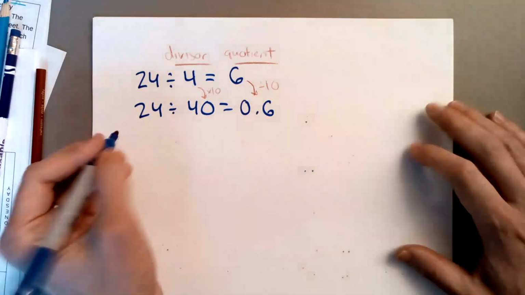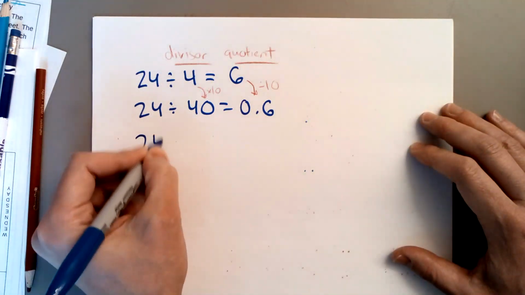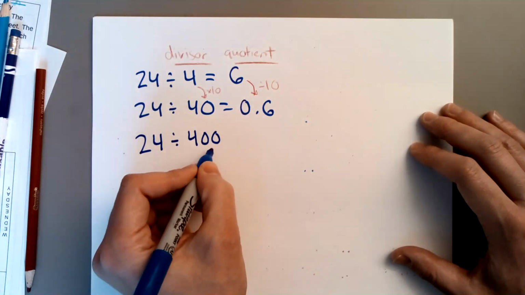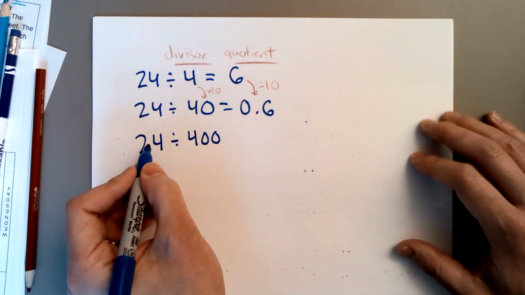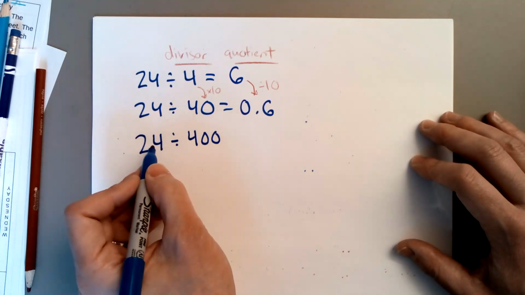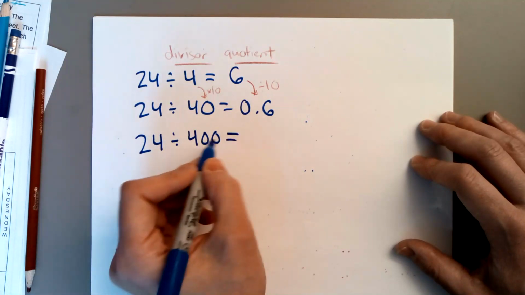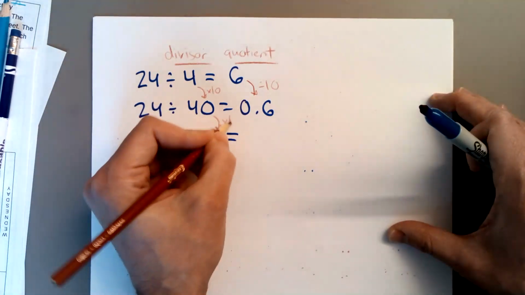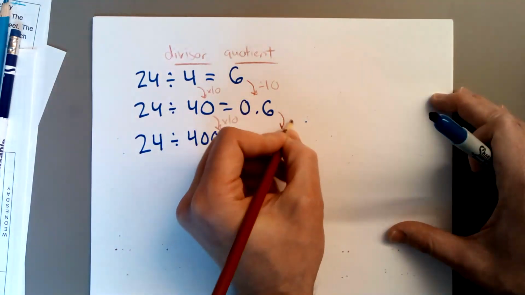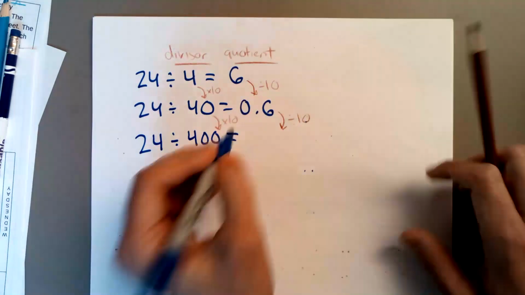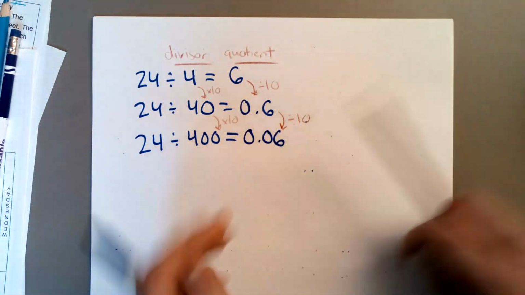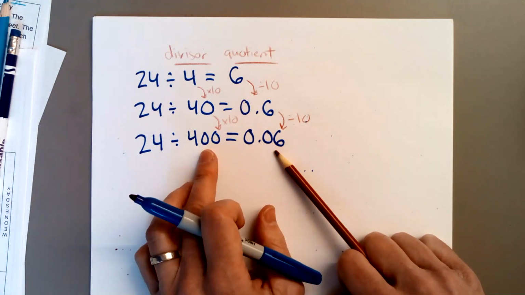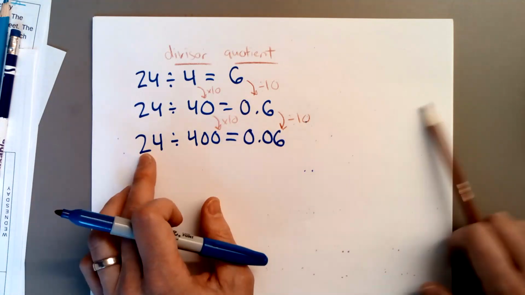So if I still have only 24 cookies to share, but now I've got to divide them into 400 plates, I've got to split those cookies in tiny pieces to make sure a little bit of each of the cookies gets on each of those plates. So again, I'm making the divisor 10 times larger. That means the quotient is going to be 10 times smaller still. So only 6/100ths of a cookie goes on each plate because I have so many plates and only 24 cookies.